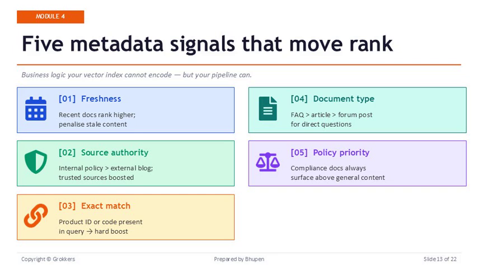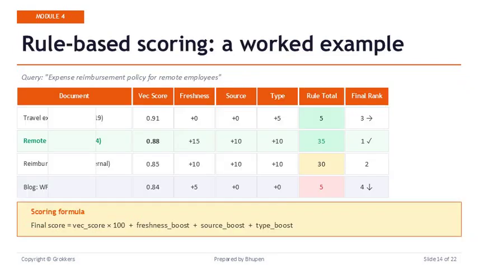But how do you actually combine these signals into a single score? Let us do the math together with a real scenario. Someone searches expense reimbursement policy for remote employees. 4 documents come back. The travel expense guide from 2019 has the highest vector score, 0.91, but it is 5 years old, external, and not the right document type. After applying our rules, it drops to rank 3. The remote work policy from 2024 has a lower vector score, 0.88, but it gets massive boosts. Plus 15 for freshness, plus 10 for being an internal source, plus 10 for matching the document type.